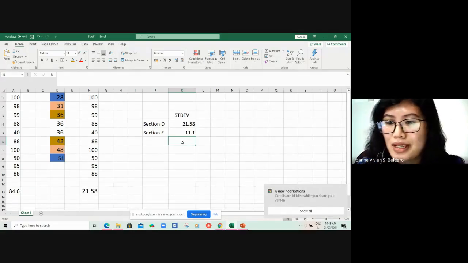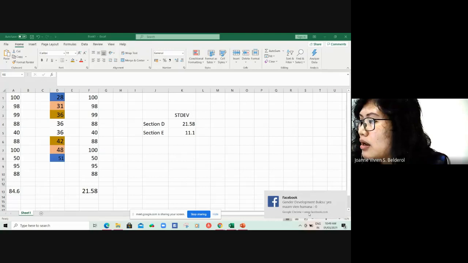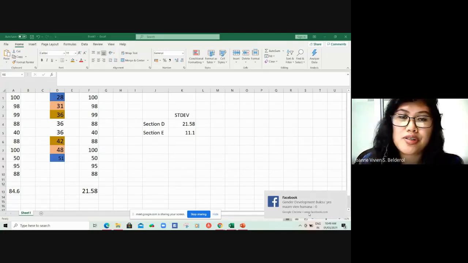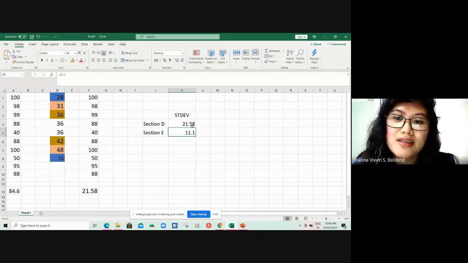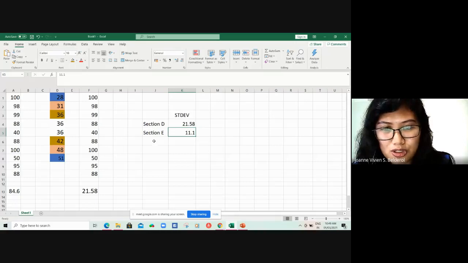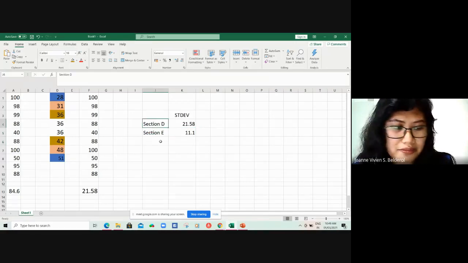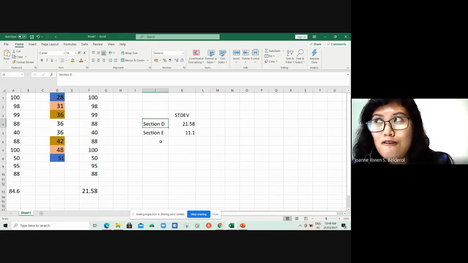So, the interpretation is this. Remember that your stdev shows how dispersed or how varied the scores are. So, the smaller the standard deviation, the more uniform the test scores. The higher the standard deviation, the more varied. So if I ask you, which section has more uniform scores? Is it section E or section D? Section E. Section E, correct. Because section E has a lower standard deviation.